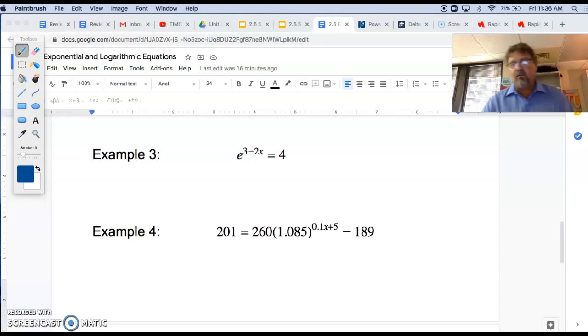All right, folks, welcome back. We're moving on to example 3 here. And you can make a mistake with 3 if you're not careful. So I'm going to show you an easy way out of 3.